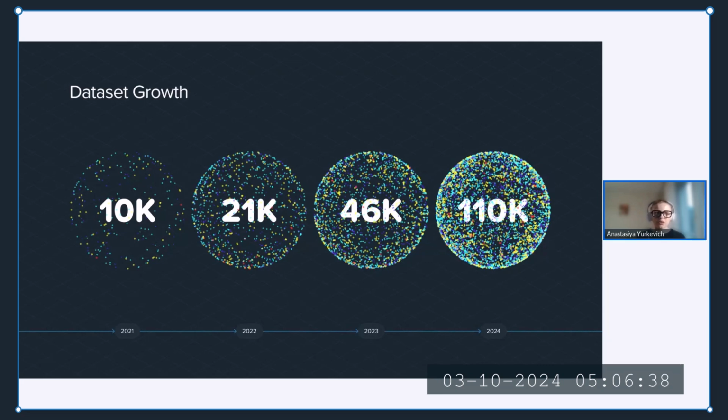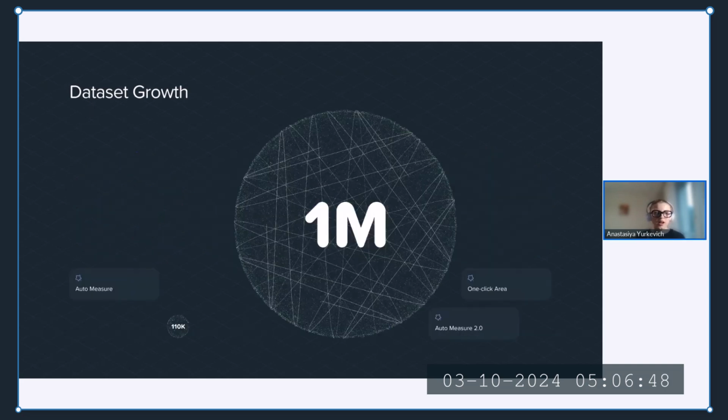Our data set grew from 10,000 to 110,000 elements for AutoMeasure. And that's not a limit. For example, AutoMeasure was trained with 110,000 elements, but for our newer AI models, AutoMeasure 2.0 and one-click area, we're using a data set with over 1 million elements. Imagine how much more these tools can detect now and how much accuracy it added.